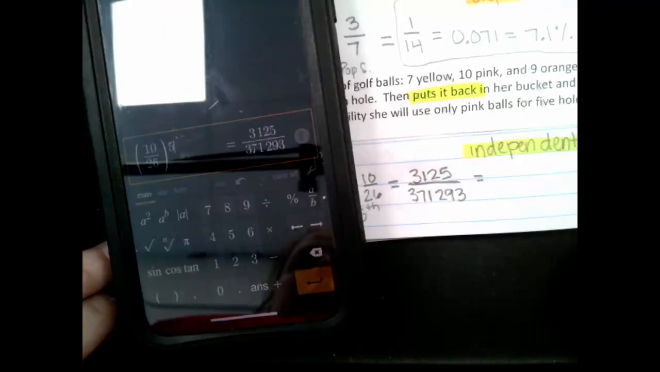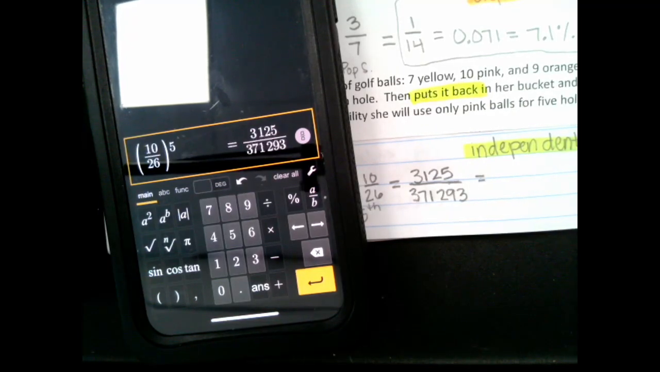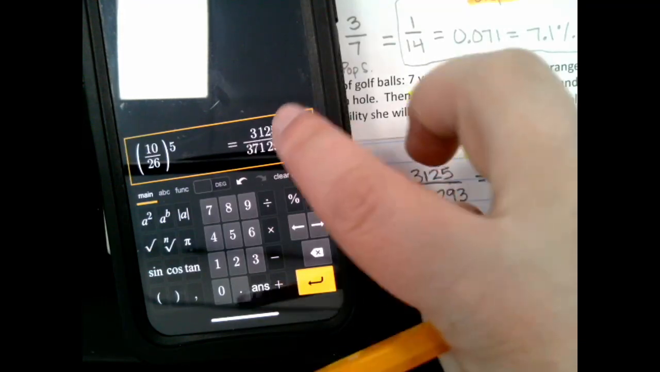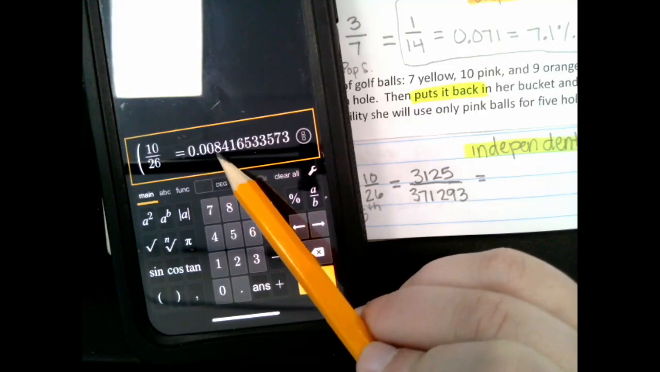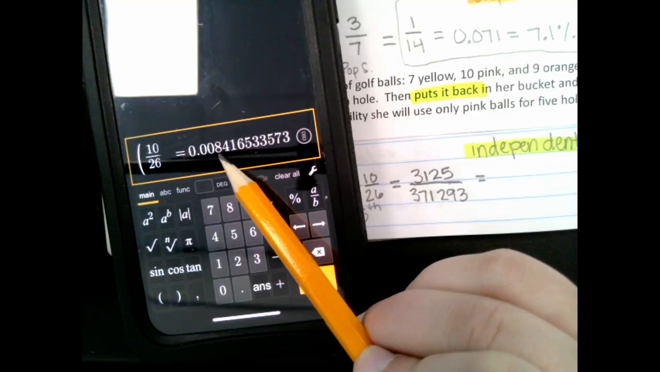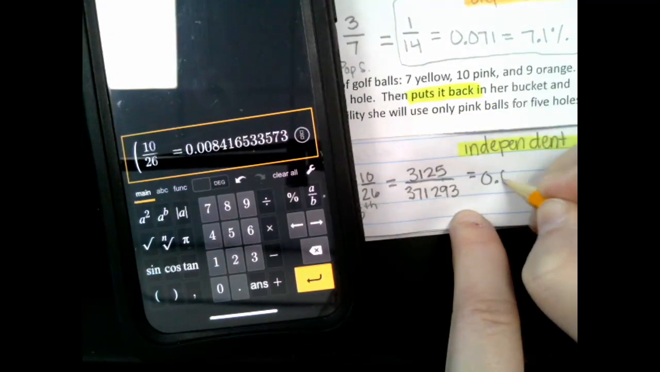That fraction to me doesn't make a lot of sense. The last one, 1 out of 14, makes sense to me. Like 1 out of every 14 times, it'll work. This one, like, it'll work 3,125 times out of every 371,293 times. So this one, for sure, that percent is going to be a lot easier to work with, or the decimal. So we get 0.008. When we round, do we keep it at the 8 or do we change it to a 9? Yeah, keep it. So 0.008.